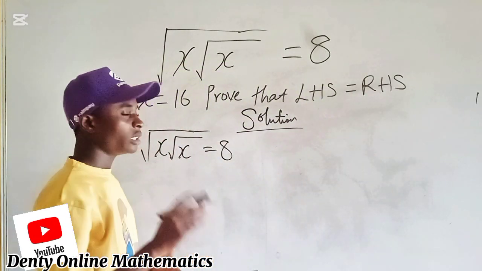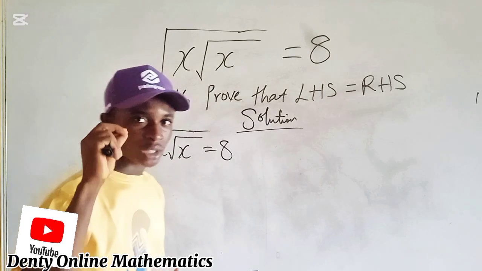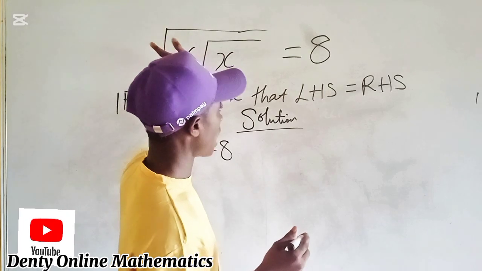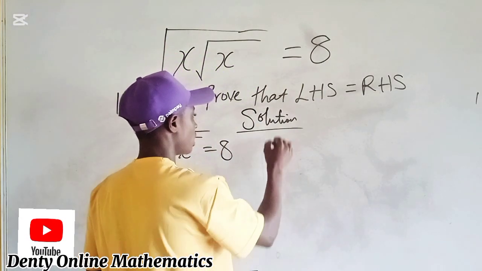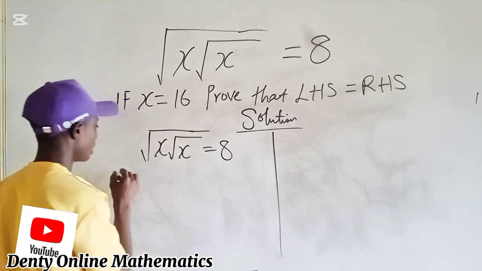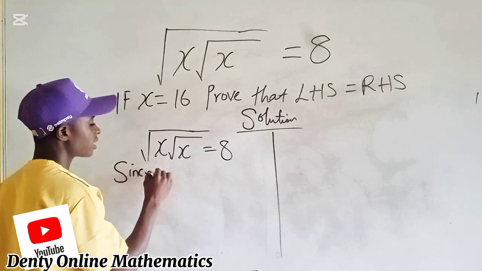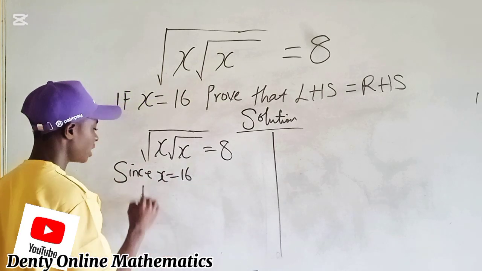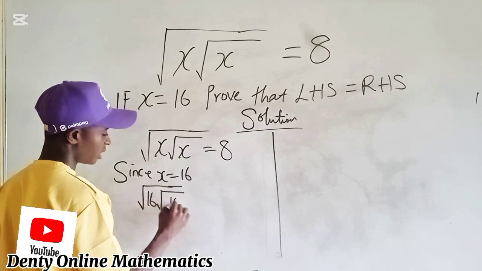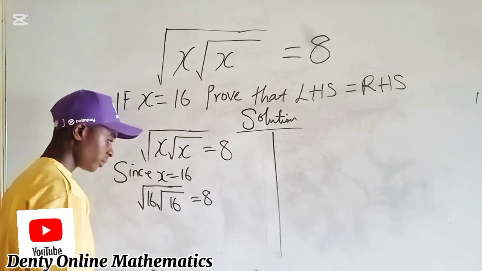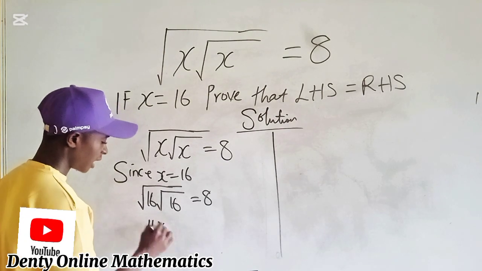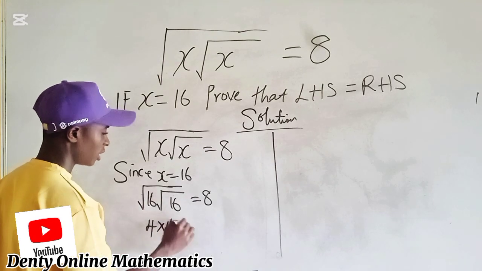Now, this is a common mistake that most students usually make. If you want to substitute a value into a square root, you start from the outside. But I will show you how to do it today. Now let's divide this board. Some students will say, since x is equal to 16, the square root of 16 multiplied by another square root of 16 is equal to 8. And then they will say, what is the square root of 16? They will say it is 4, times 4, equal to 8.